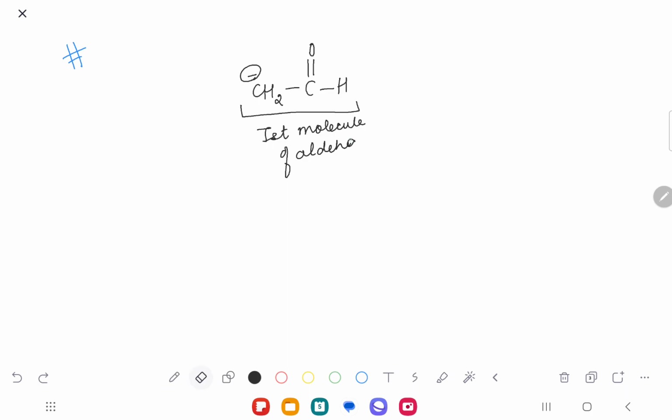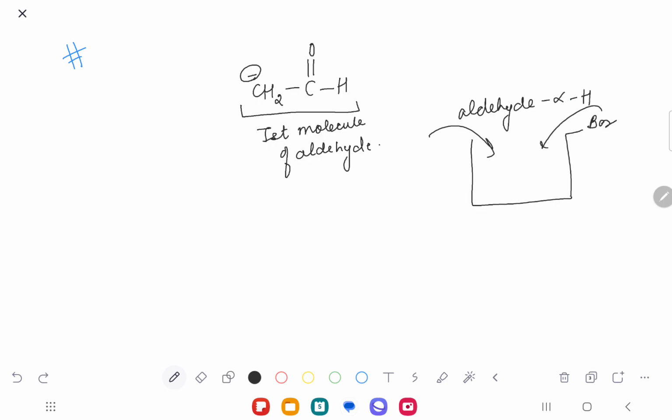So why am I saying the very first molecule of aldehyde? Because you take a beaker and you add lots and lots of aldehyde into it. What kind of aldehyde? Aldehyde having alpha H. And you add a base, simple. And you heat and you wait for the reaction to happen. So there are lots and lots of aldehyde molecules, isn't it? Is there one aldehyde molecule? No, there are many aldehyde molecules.